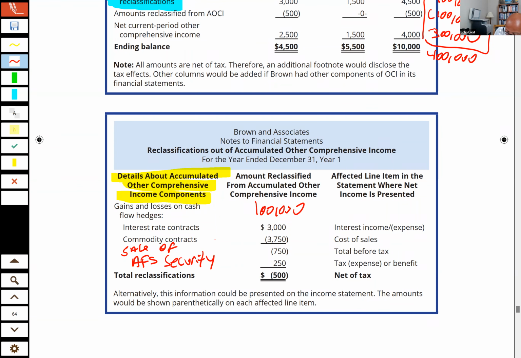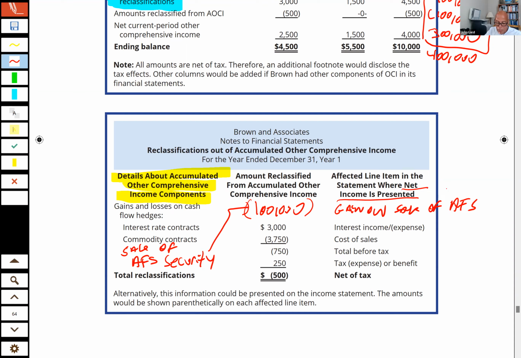Okay, and I'm just kind of co-opting the example here. So we would have shown 100,000 coming out, and then the line item affected on the income statement would have been gain on sale of available for sale security. Okay, so we would have to disclose that so that you could see, okay, we had a sale, there was an amount that came out of accumulated other comprehensive income for that sale, because we had to report it where? We had to report it on the income statement as a gain on the sale of available for sale securities.